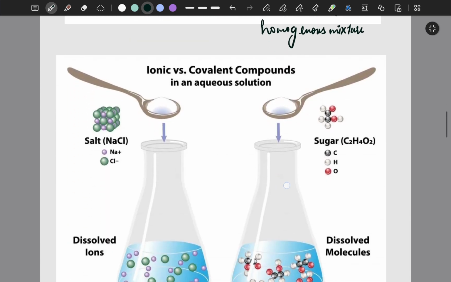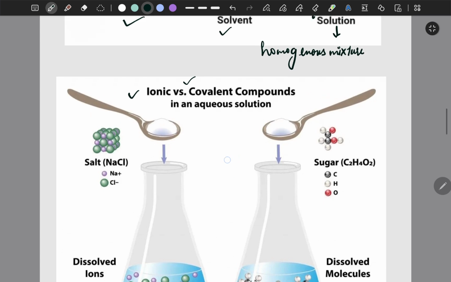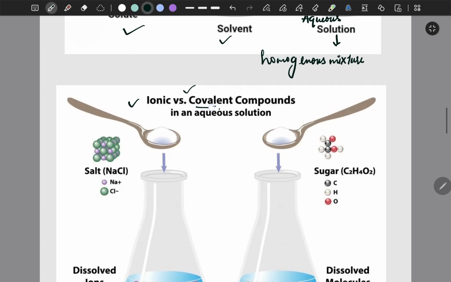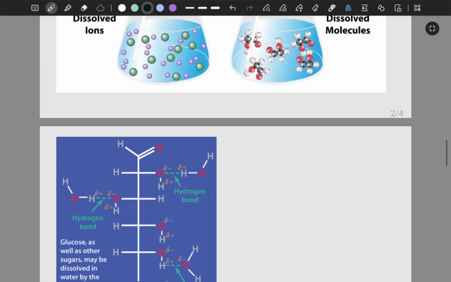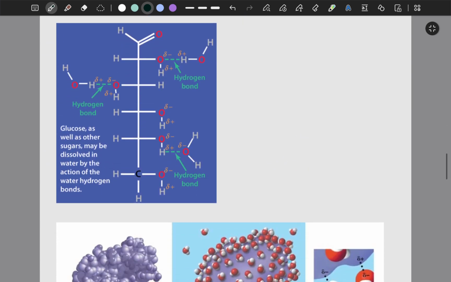You can see ionic substances also dissolve in water, and covalent substances also dissolve in water. And covalent compounds have to be polar. So the covalent compounds have polar regions, right? And they dissolve in water. They form hydrogen bonds. Clear?